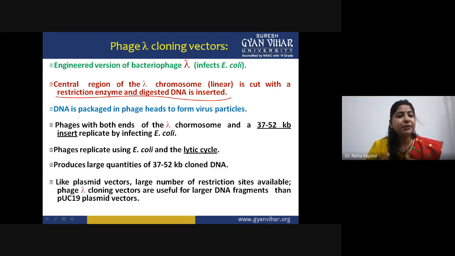Similar to plasmid vectors, a large number of restriction sites are available, as I have previously discussed. For one restriction endonuclease, there are many restriction sites, which means we can use a range of restriction endonuclease enzymes. Because of the large number of restriction sites available for different restriction enzymes, lambda phage cloning vectors are very useful for cloning large DNA segments as compared to the pUC19 plasmid vector in which we inserted the lacZ region.